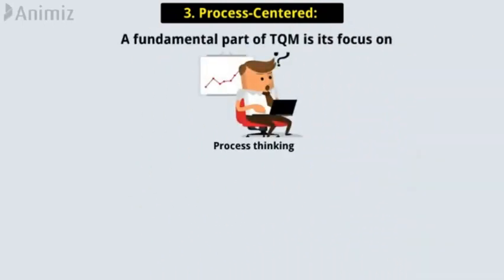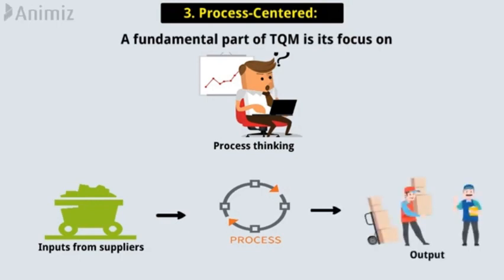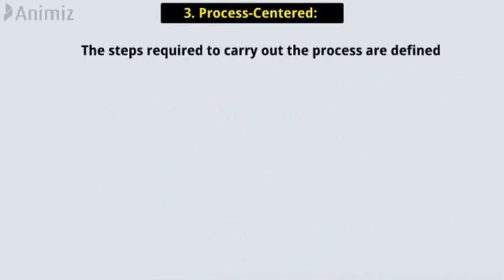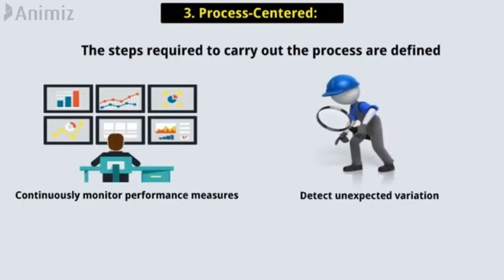3. Process-centered. A fundamental part of TQM is its focus on process thinking. A process is a series of steps that take inputs from suppliers and transform them into outputs that are delivered to customers. The steps required to carry out the process are defined, and we should continuously monitor performance measures in order to detect unexpected variation.